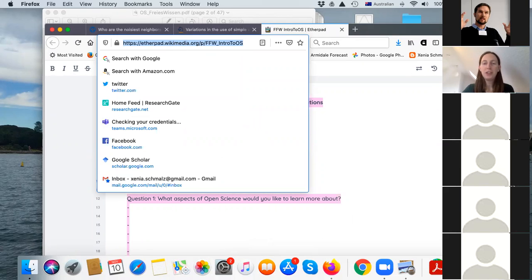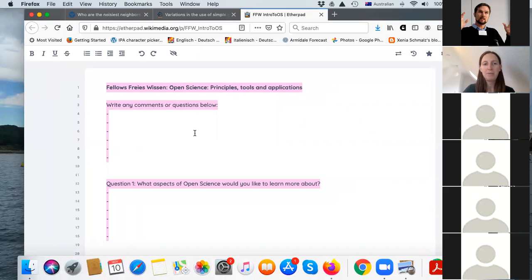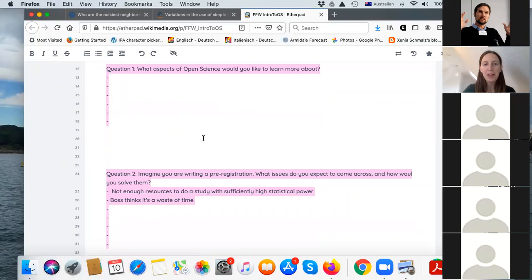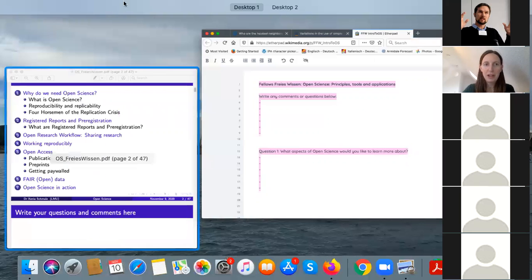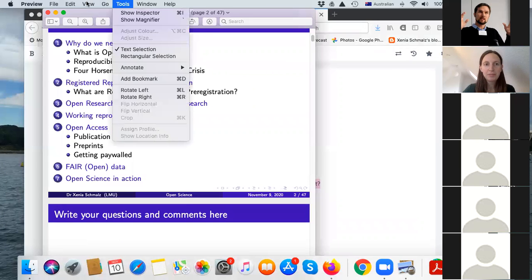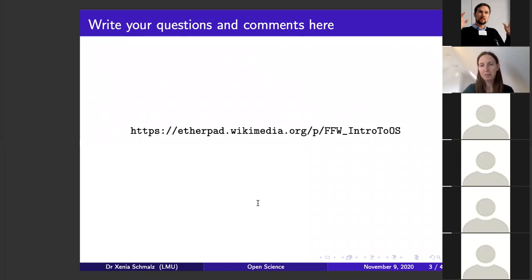So the idea is that each and every one of you should be able to access this Etherpad, and it's a way to communicate. So I have already written down a couple of questions that I'm asking throughout the slides. Feel free also to write any comments or questions that you have here. If for whatever reason you don't want to write them in the chat, it's kind of a nice parallel tool to Zoom. Good, then I will get back to my slides. Yes, that's the link to the Etherpad. Feel free to check out the chat as well if you want to access it throughout the talk.